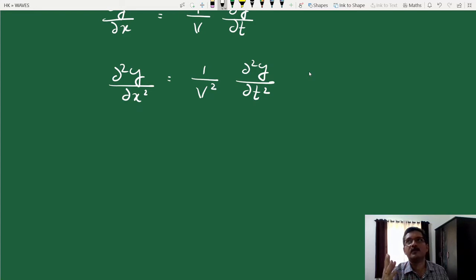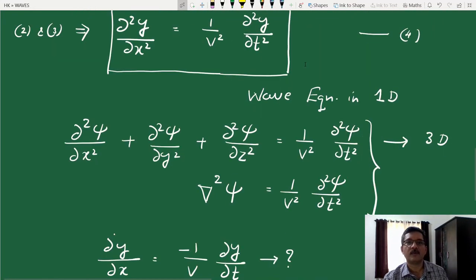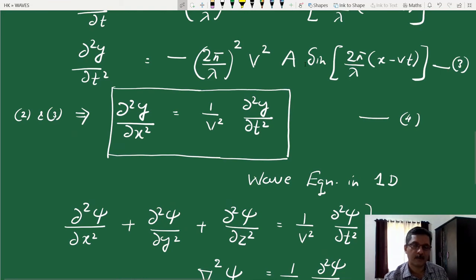What is the wave equation in one dimension? Is it 1 by v square dou square y by dou x square equal to dou square y by dou t square, or is it dou square y by dou x square equal to 1 by v square dou square y by dou t square? Where does this 1 by v square appear? Now when you look at this derivation, then it's natural that 1 by v square appears along with dou square y by dou t square.